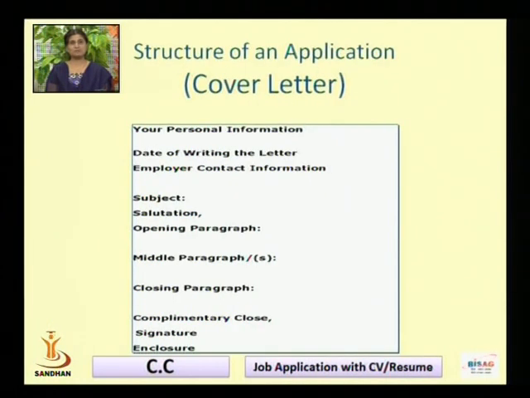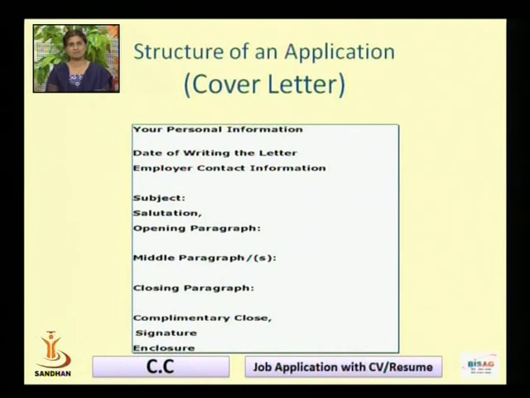Now, coming to the structure of an application. Even if you cannot read what is written on the screen, it is important to see that all the parts of the letter are written on the left hand side. Just to name the parts, the first part is your personal information. That is the sender, the person who is writing the application. And sometimes it is technically also called the heading of a cover letter.